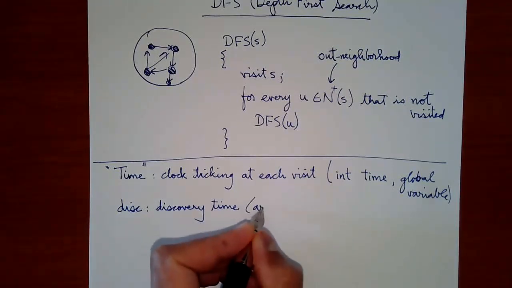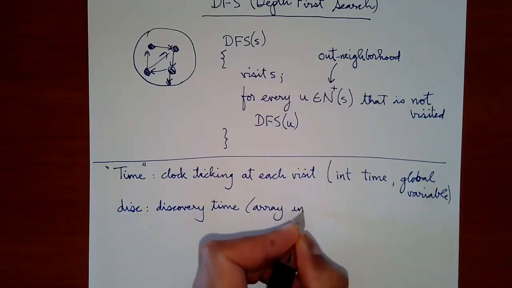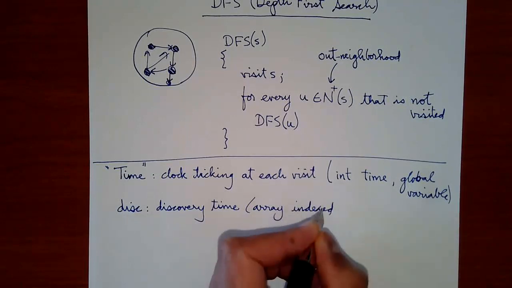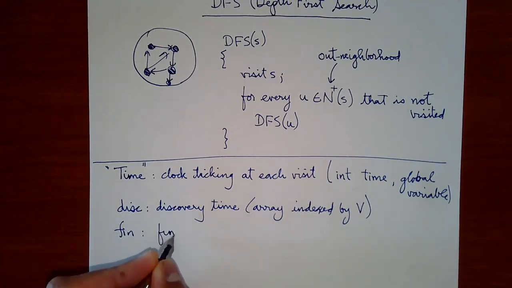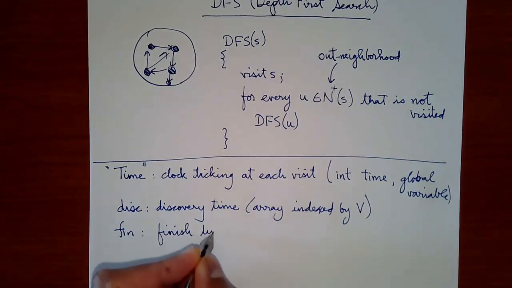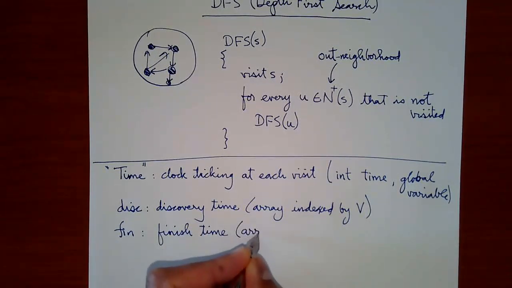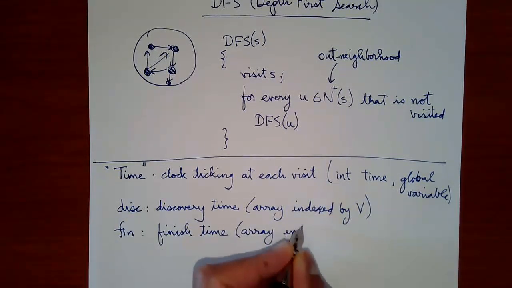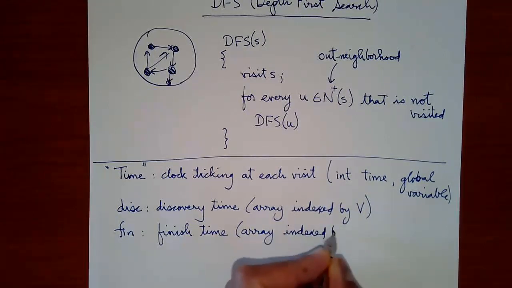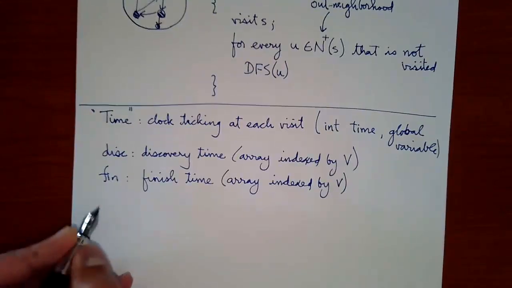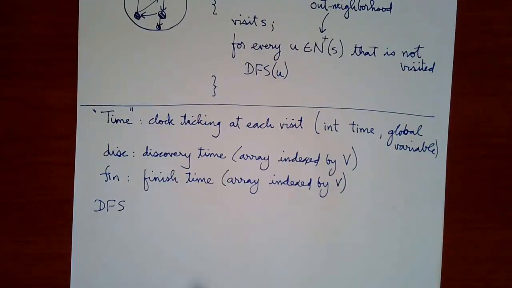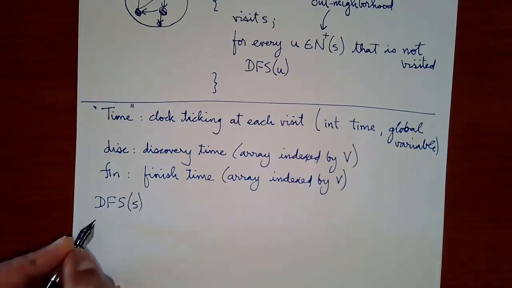This is going to be an array indexed by the vertex set. And I'll have another array called fin, which is the finish time, and which is also an array indexed by the vertex set. Now that I have these global data structures, let me give you a code for DFS.